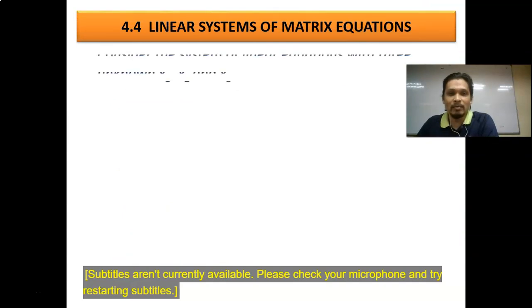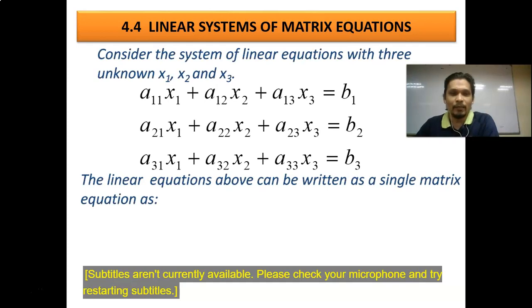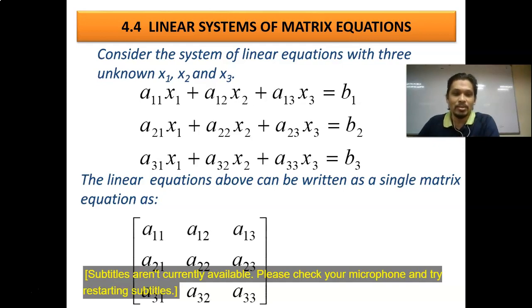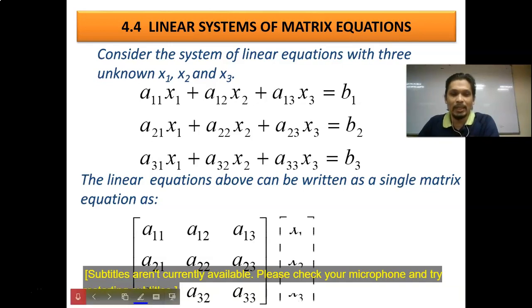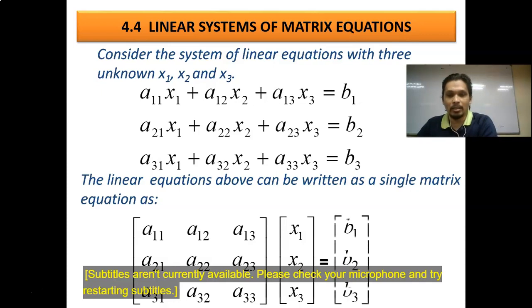Okay, linear system of matrix equation. So, from these 3 equations, we are going to write in a single matrix equation as this one here. So, A11, A12, A13, we put it all in one. Then, with the matrix to represent the x1, x2, and x3, so the x here, and then B. So, we name this one matrix of A, x equal to B.